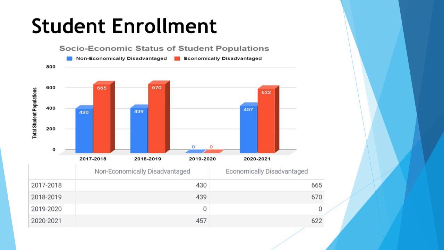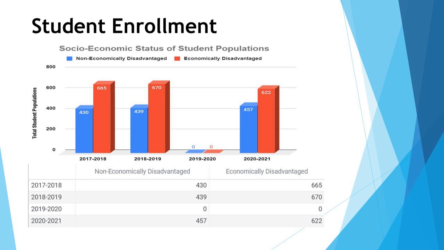The last graph on student enrollment shows the comparison of socioeconomic status in Madison County Middle School. Madison County Middle School is a Title I school with a high disadvantaged socioeconomic status, as you can see from the data. In 2017, we had 665 students identified as economically disadvantaged, and 430 students were classified as non-economically disadvantaged. And throughout the graphical representation, that stays steady and relevant.